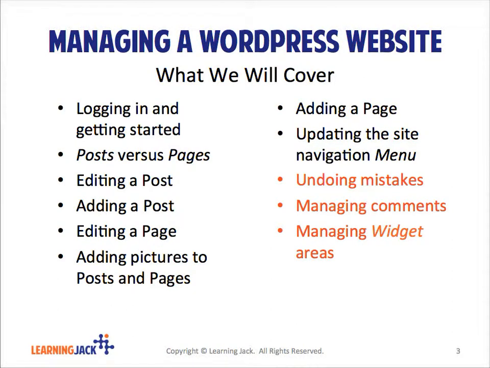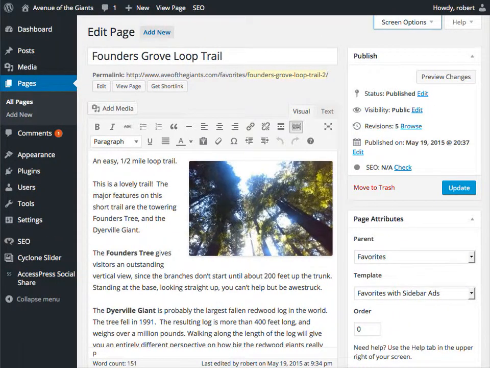So far, we've learned how to add and edit posts, pages, and pictures, and we've learned how to update the navigation menu on our site. Now we're going to learn a few more useful things: how to undo mistakes, how to manage comments that visitors submit on our website, and how to manage special areas of the page called widgets. Let's go to our WordPress dashboard to get started.